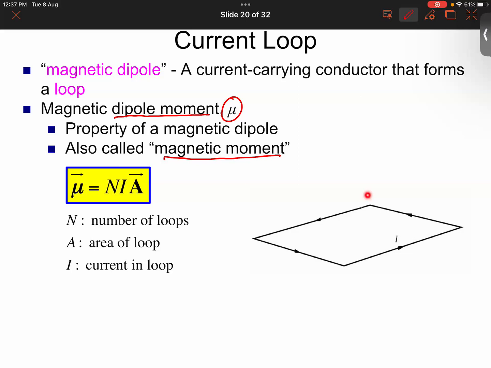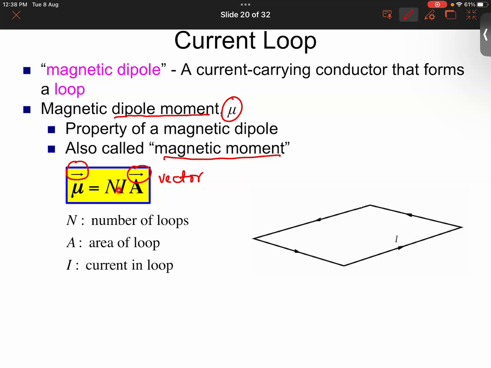It's the number of loops in the wire loop times the current that the wire loop carries times the area of the loop. The magnetic dipole moment is a vector, so that's indicated by these signs. It's a vector, so that means it has a direction. The question is, where do we get the direction of this magnetic moment?